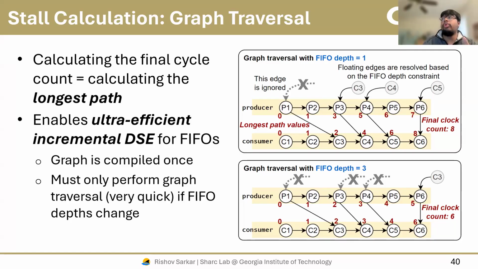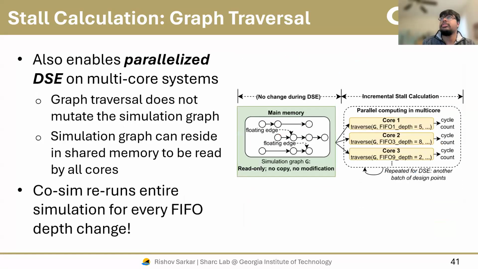You can compile this graph once from a single simulation, and then you just change the depths over and over, and all you have to do is traverse this graph. The graph just sits in memory, read-only. You can traverse it over and over very quickly, in milliseconds, and get simulation results super fast.